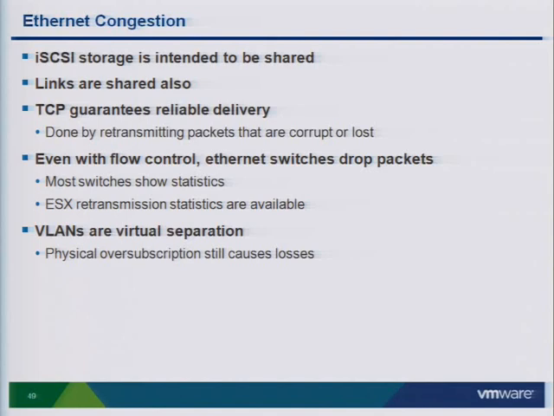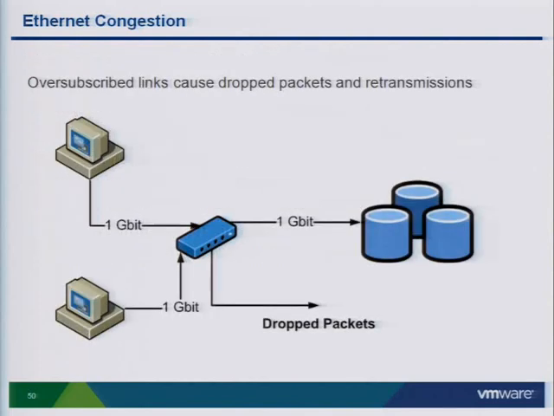Lots of people say, well, I have my iSCSI traffic on a separate VLAN. Keep in mind that the VLAN is going to be shared with other physical traffic, and unless you have very good QoS capabilities on your network, your storage traffic is still competing with other traffic. So here's a quick diagram to explain what's going on.